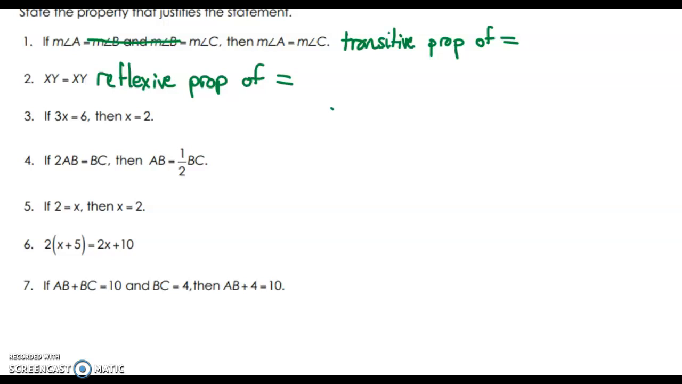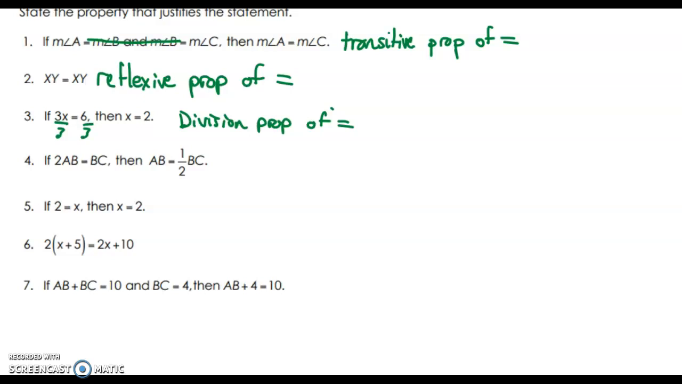All right, on line 3, if 3x equals 6, then x equals 2. If you notice, we started here on the if. How did they go from 3x to x? How would you move that 3? You would divide both sides by 3. That's how you got to x equals 2. So you divided both sides by 3, so that's the division property of equality.